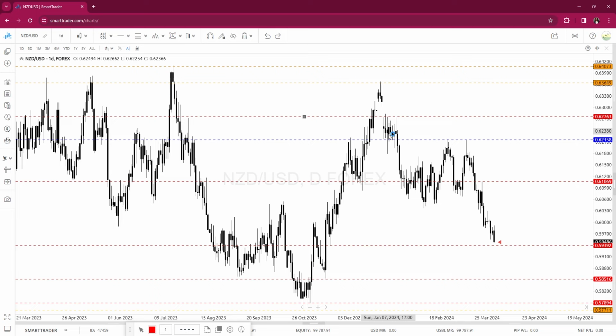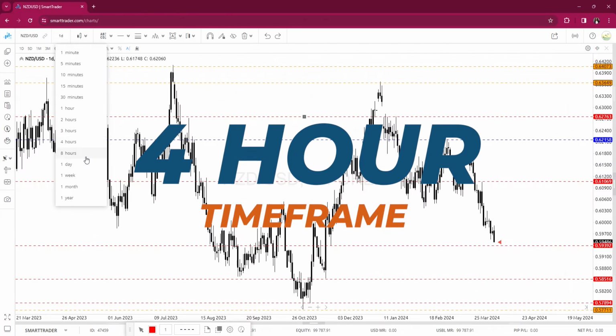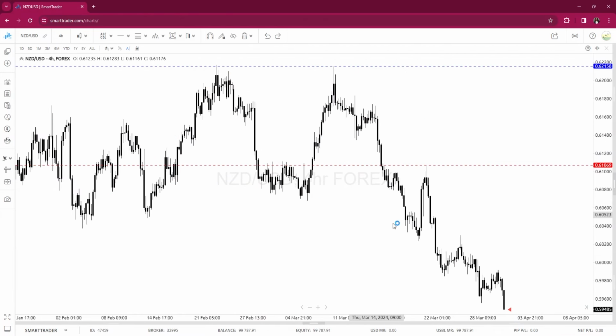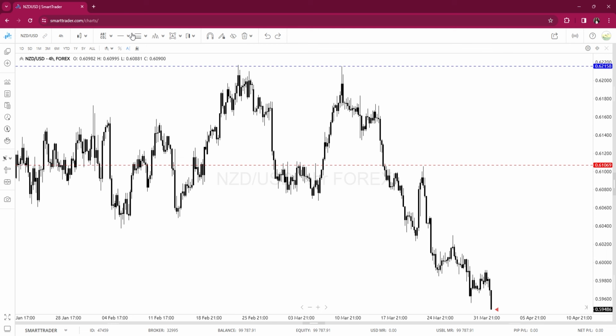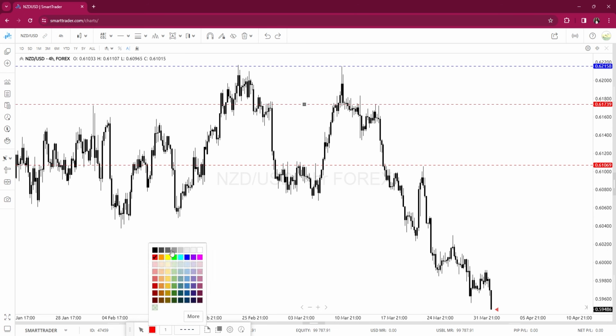All right, so we've done the daily. Let's go to the 4 hour. Let's see what's going on. I'm going to do the same thing. I see a level here. Is that 2? No, so it would be right here. So we're going to make this just a different color so I can identify what's happening.